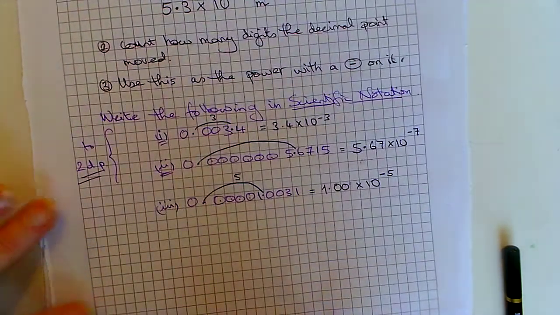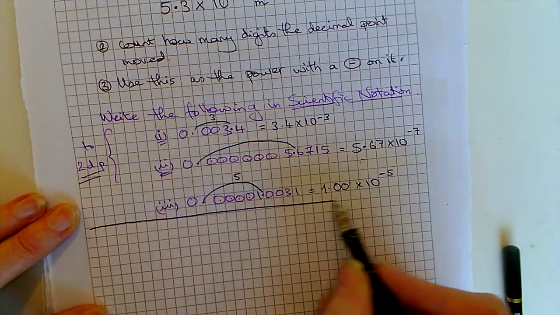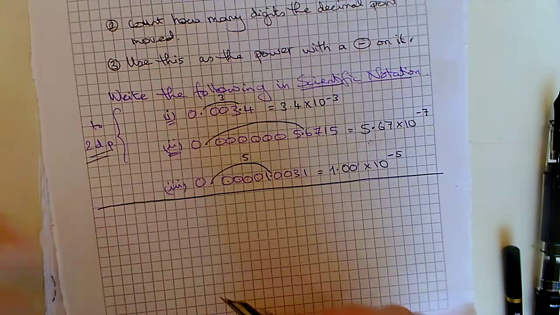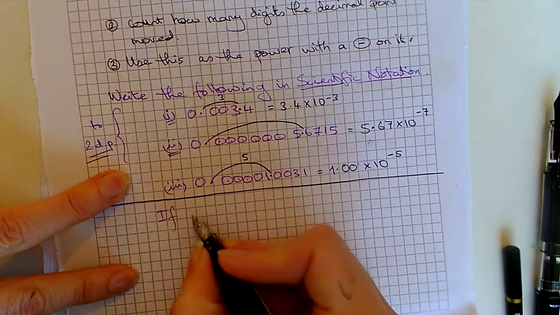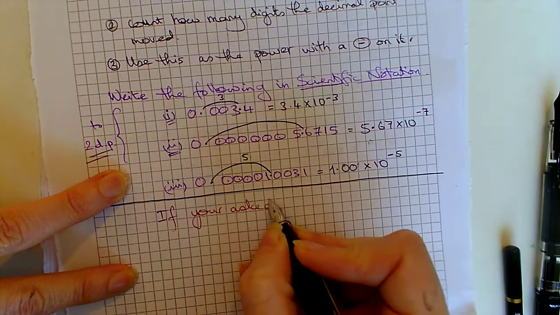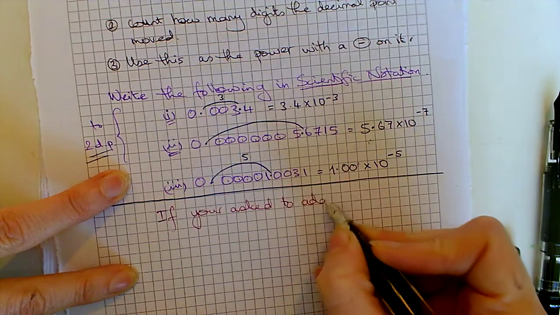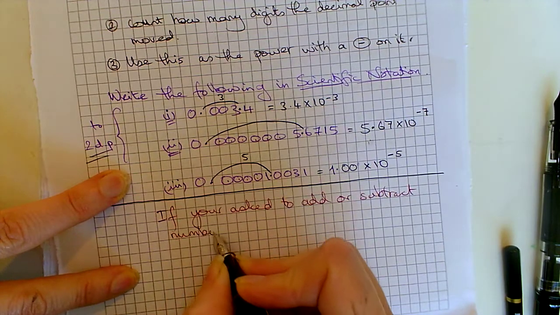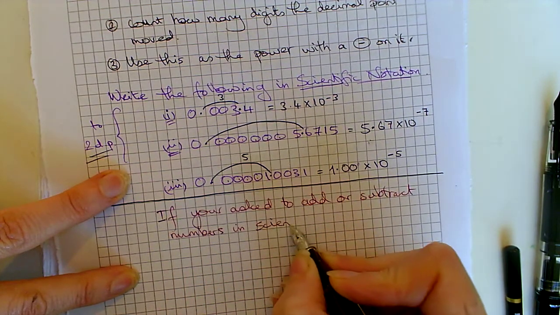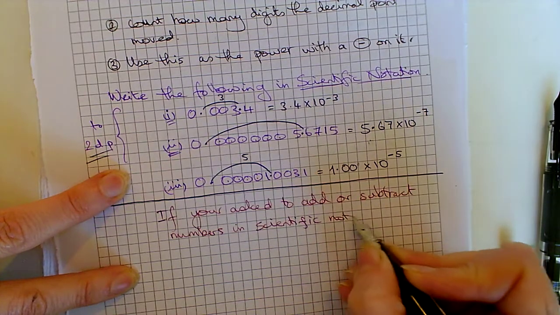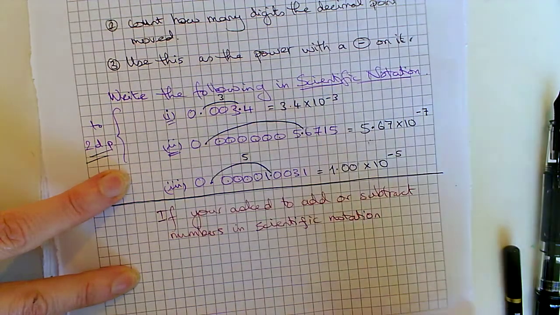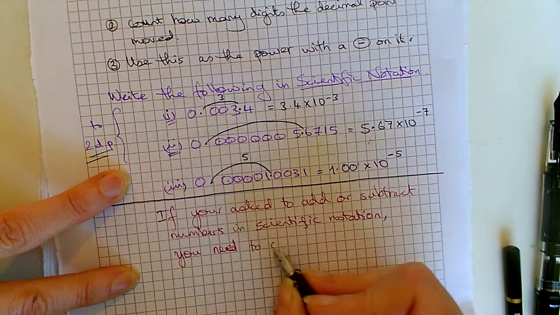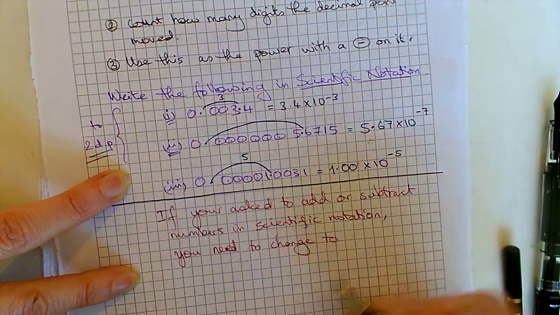Great. The last thing I want to do today is to do an example of adding them. So if you're asked to add or subtract numbers in scientific notation, you need to change them to decimals first, or use your calculator.